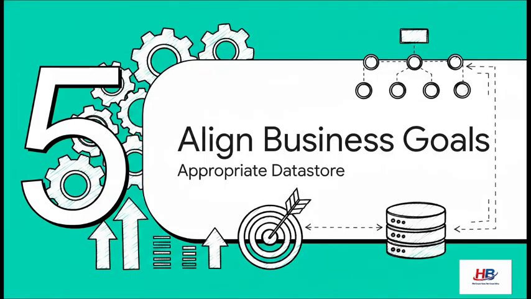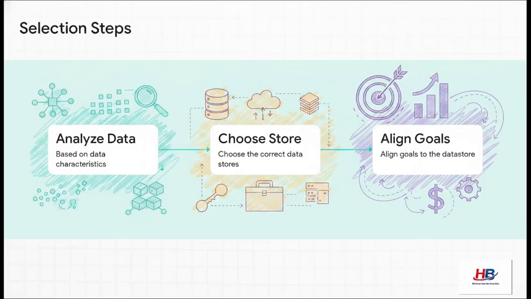Finally, we arrive at section 5, aligning with business goals. Because at the end of the day, the architect's journey is a continuous, active workflow. First, you have to deeply analyze your data characteristics. Next, you select the correct data store, or, as we just discussed, a polyglot combination of data stores from that newly organized toolbox. But the final, and honestly the most crucial step by far, is ensuring that every single technical choice explicitly supports a core business goal. This workflow is what ensures our architecture isn't just functionally sound, but practically, strategically valuable.